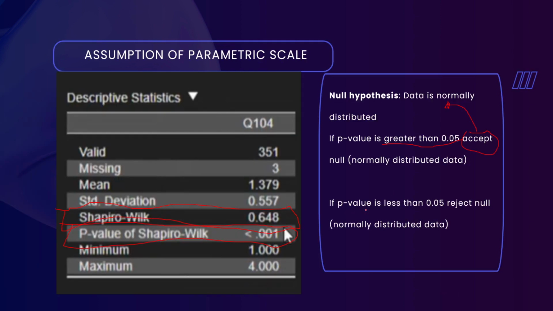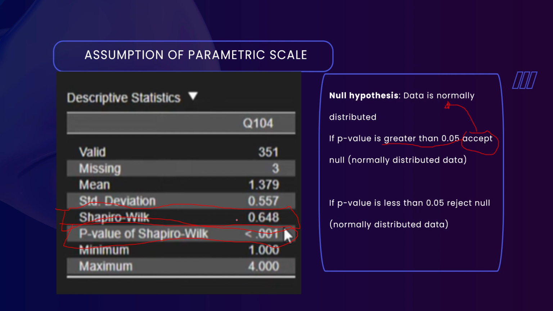Okay, the other case is when the p-value is less. If the p-value is less than 0.05, we have to reject the null hypothesis because the lesser the p-value for Shapiro-Wilk, the more the data is not normally distributed. So the null hypothesis will be rejected because the null says our data is normally distributed. But if it is lower than 0.05, that means the data is not normally distributed.